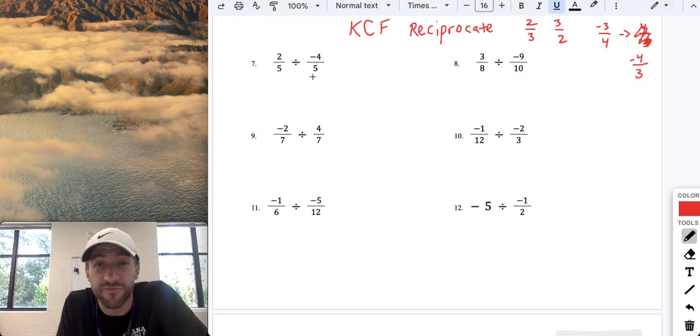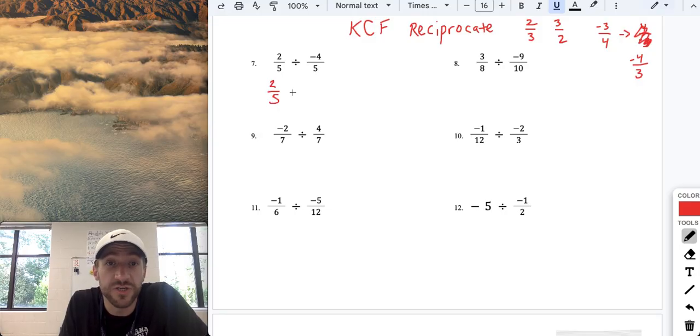2/5 divided by negative 4/5. I'm going to rewrite this. 2/5, I'll keep it. We're going to change division into multiplication. We're going to flip or reciprocate the second fraction. So instead of negative 4/5, I'm going to have negative 5/4. Now we're going to multiply straight across.